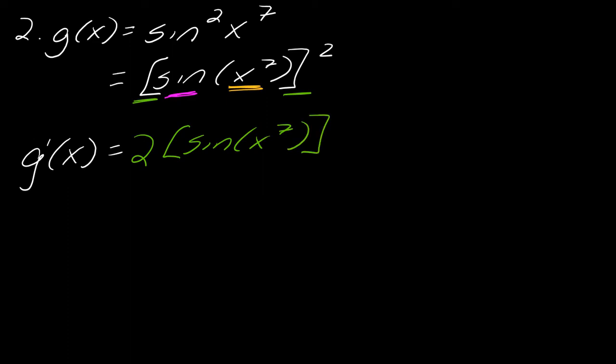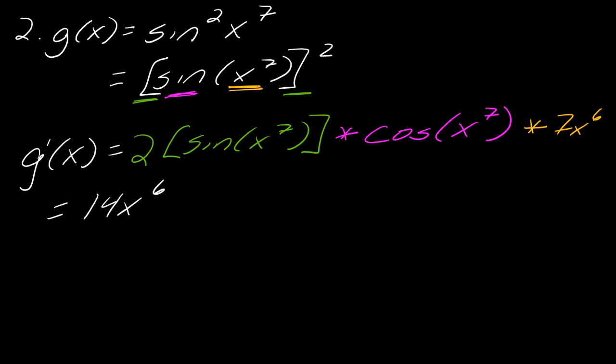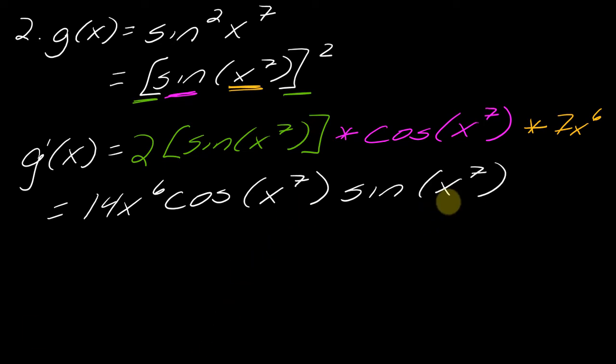Next, I multiply that by the derivative of the next function in, which is sine. The derivative of sine is cosine. Once again, I leave the inside function intact. And then finally, I take the derivative of the innermost function, which will be 7x to the 6th. So there's all the pieces to it. So now, if I just want to make this look nicer, this will be 14x to the 6th, cosine x to the 7th, and then sine of x to the 7th. And you don't have to have these parentheses around these x's. I just did it to make it clear where everything is grouped, but you don't have to have them.